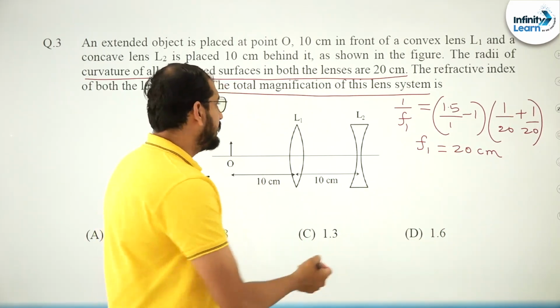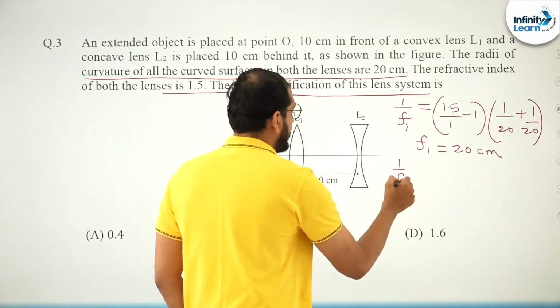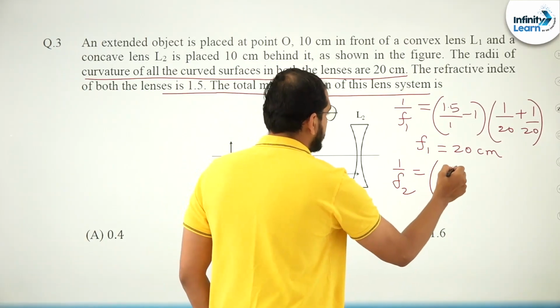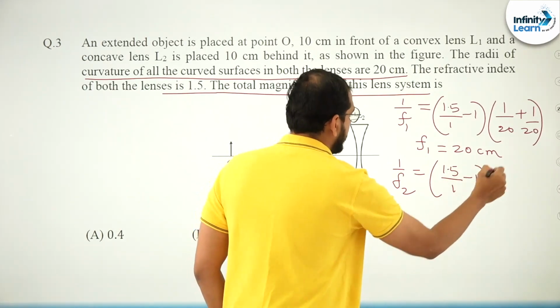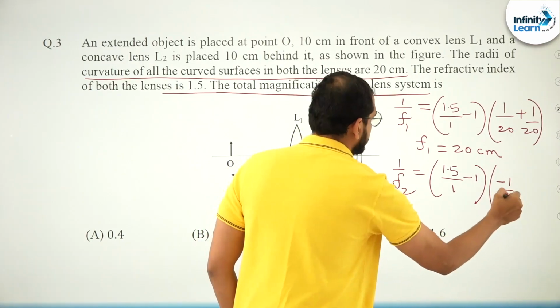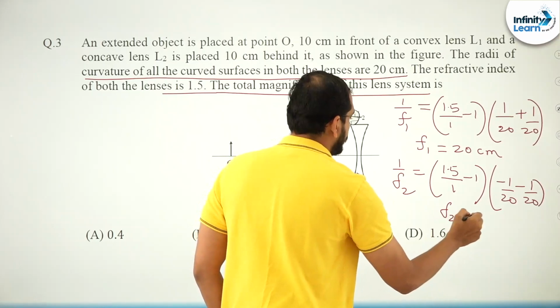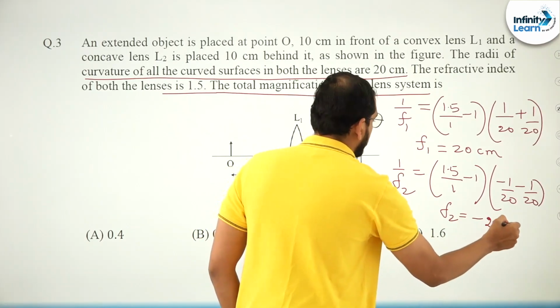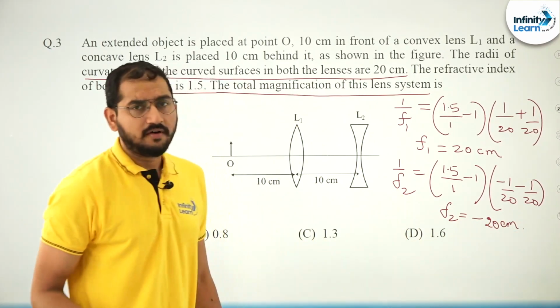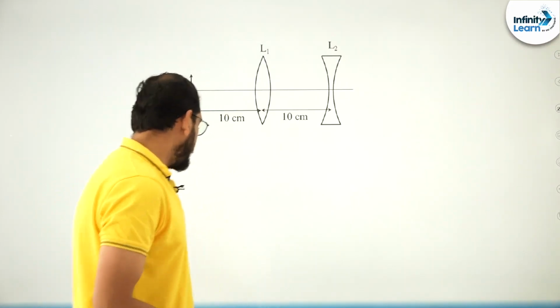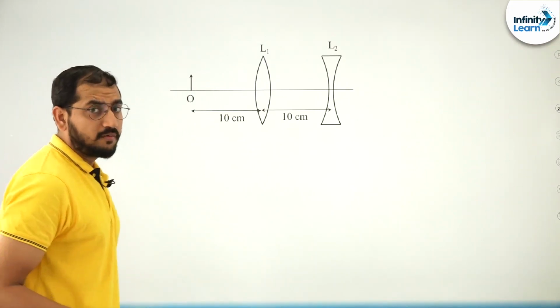Now similarly, if you apply the lens maker's formula for the second lens, only the change of sign is going to take place, and the value of f2 is going to be equal to minus 20 centimeter. All right, now let's move on to the next part. We need to apply the lens formulas over here.